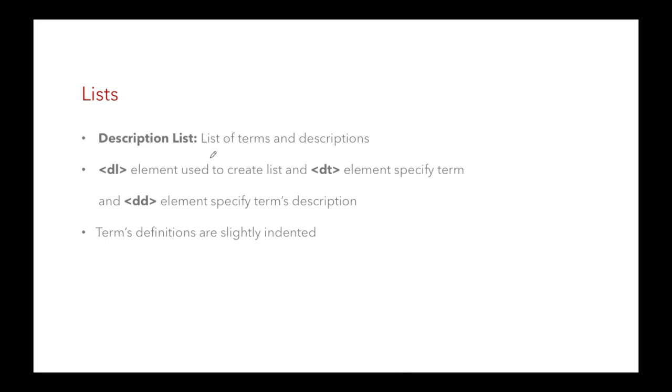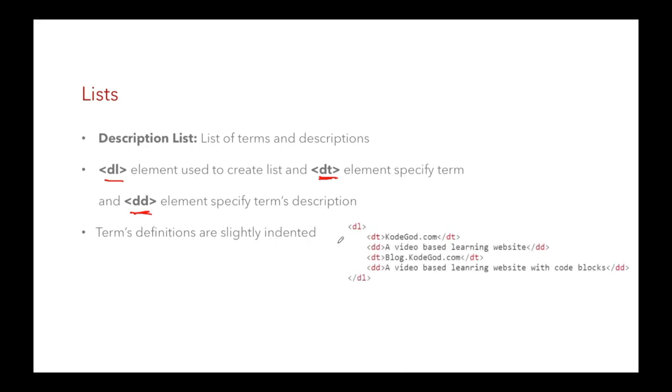And finally you have the description list. This is basically used to display a list of terms and descriptions. So the DL element is used to create the list, and the DT element is used to specify the term. We also have one additional tag here, that is DD. It is used to specify the term's description. So DT is basically your term and DD is basically your description. When we use this, the term definitions are slightly indented. So this is the example.